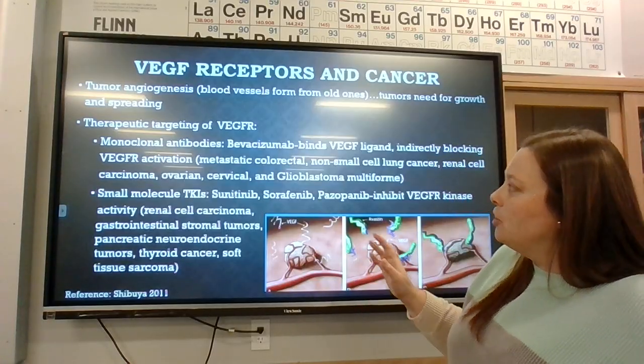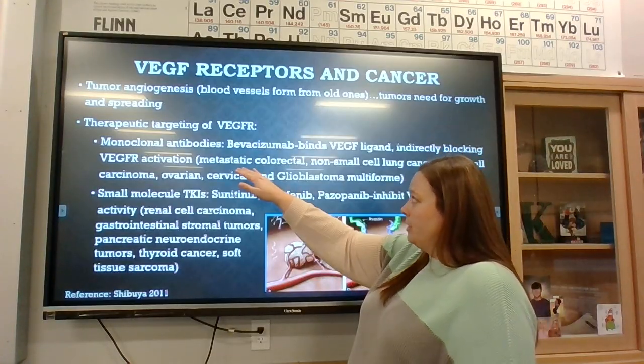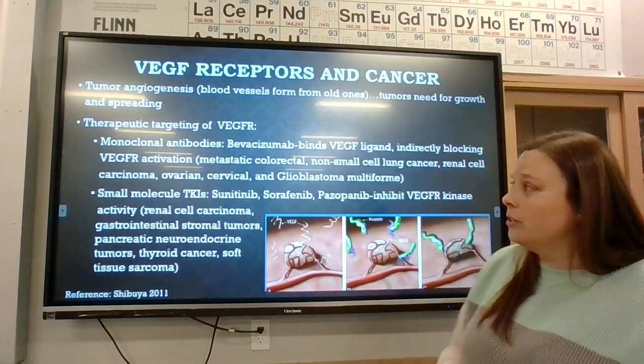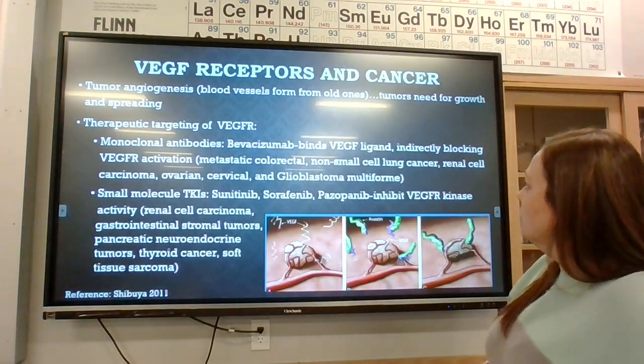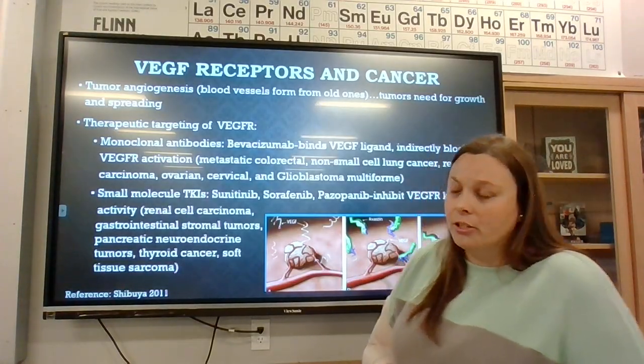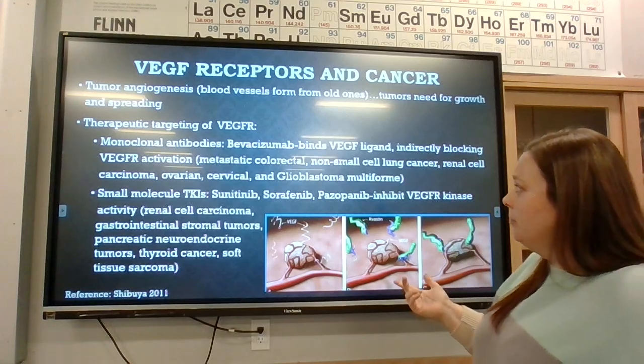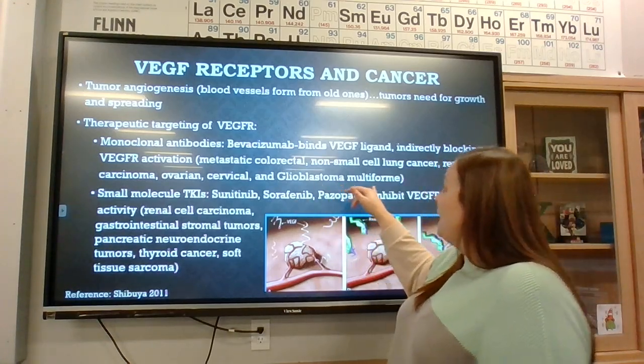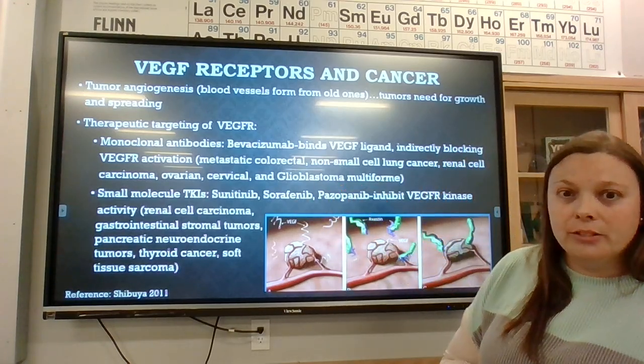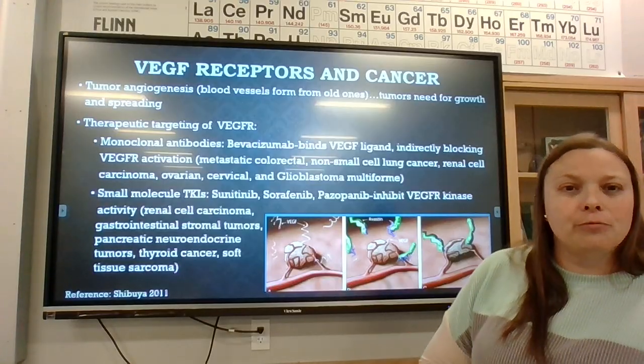This type of medication is used to target metastatic colorectal cancers, as well as non-small cell lung cancers, renal cell carcinomas, ovarian, cervical, and glioblastoma multiforme cancer, which is actually a specific type of brain tumor.